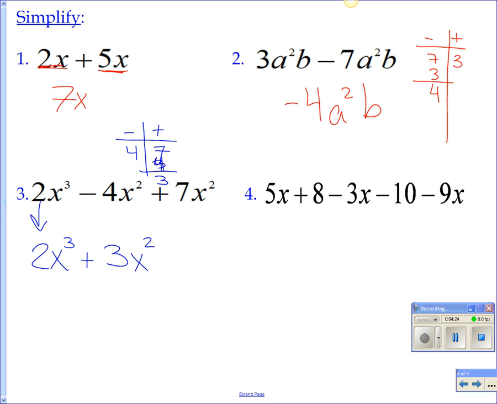5x plus 8 minus 3x minus 10 minus 9x. All right, Julius, what goes with 5x? Anything else? So, Julius, what is 5 minus 3? And what's 2 minus 9? Very good. And I have to put an x beside it.